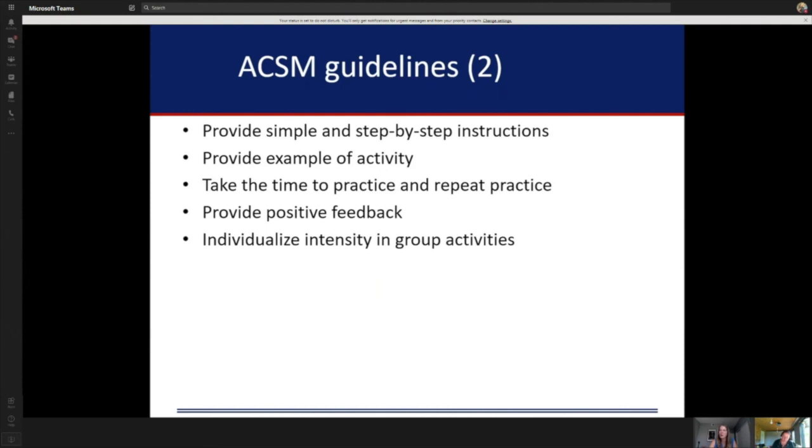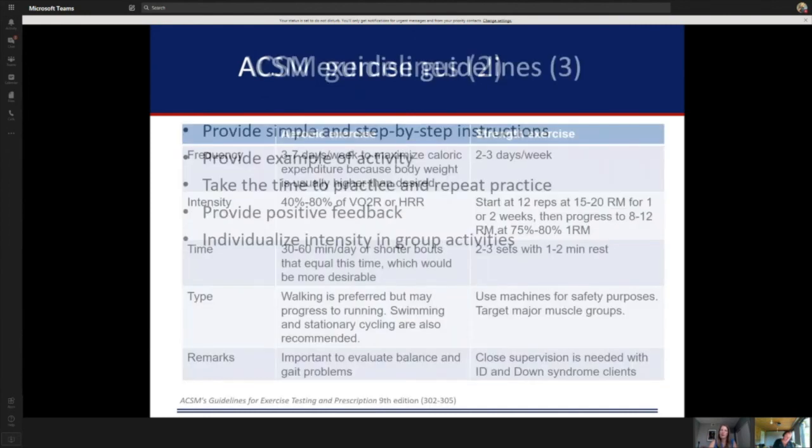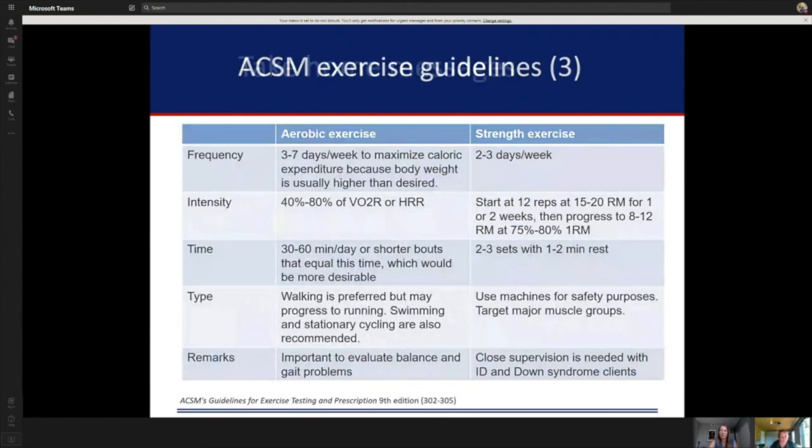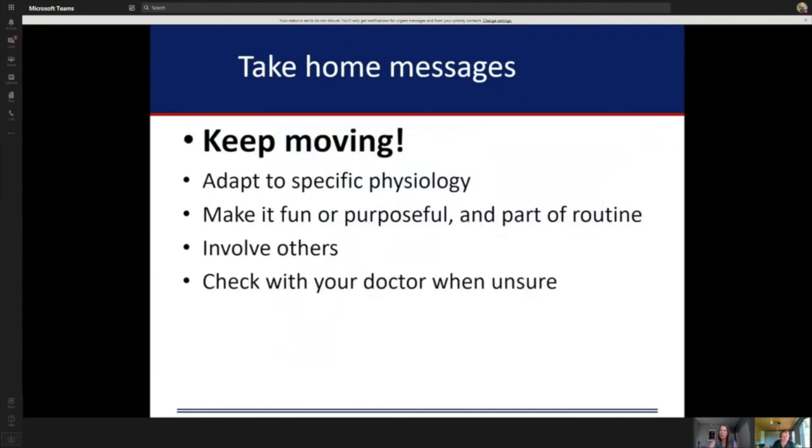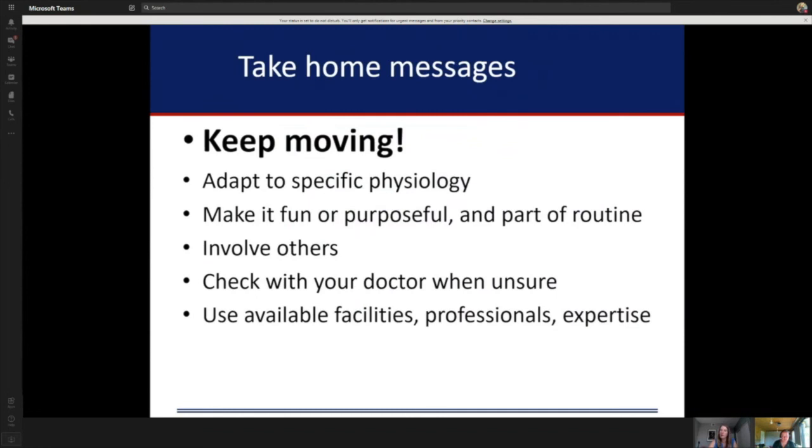That sometimes gets overlooked because we're kind of happy when the whole group is moving, but try to find ways to give people options to go into different intensities. And then these are ACSM exercise guidelines that people can just look at. I'm not going to go over those. So keep moving. Adapt to specific physiology, make it fun or purposeful or part of routine, involve others, check with your doctor when unsure, use available facilities, professionals, and expertise, and focus on the positive.